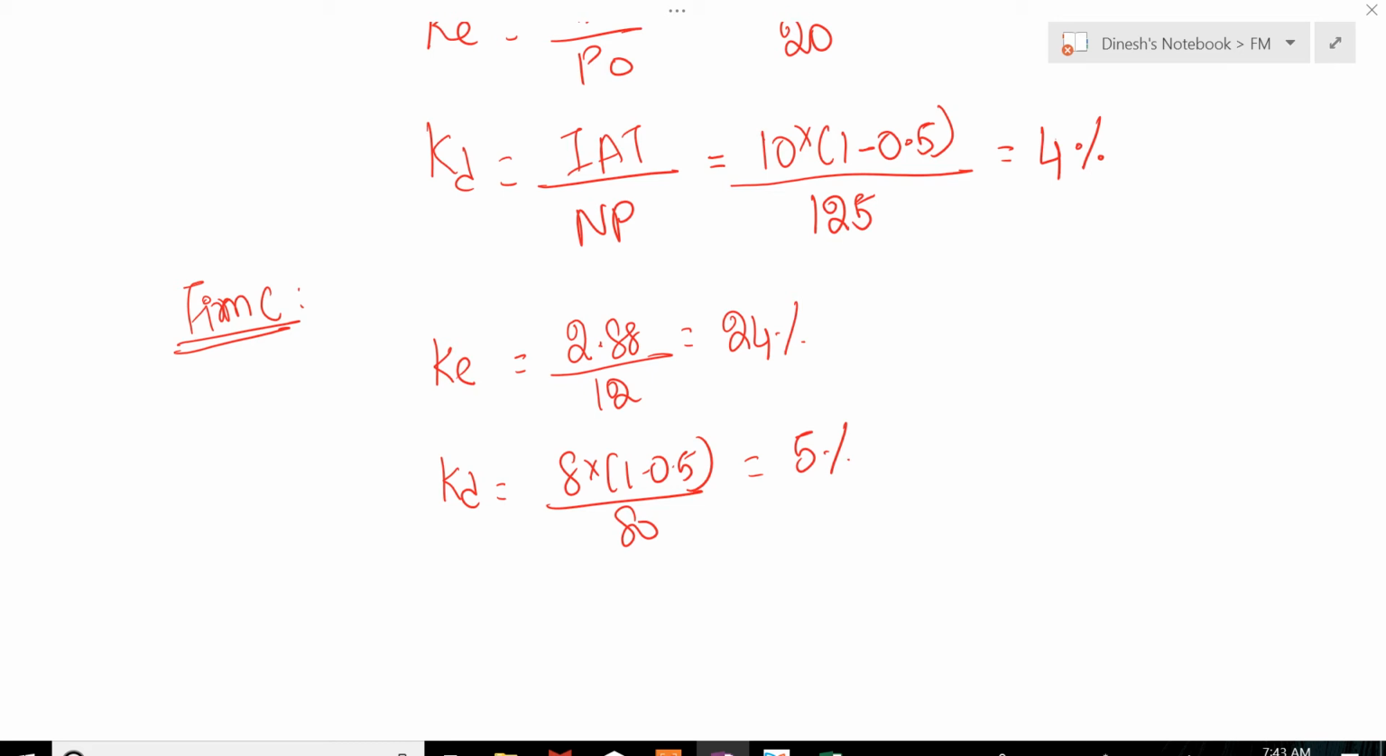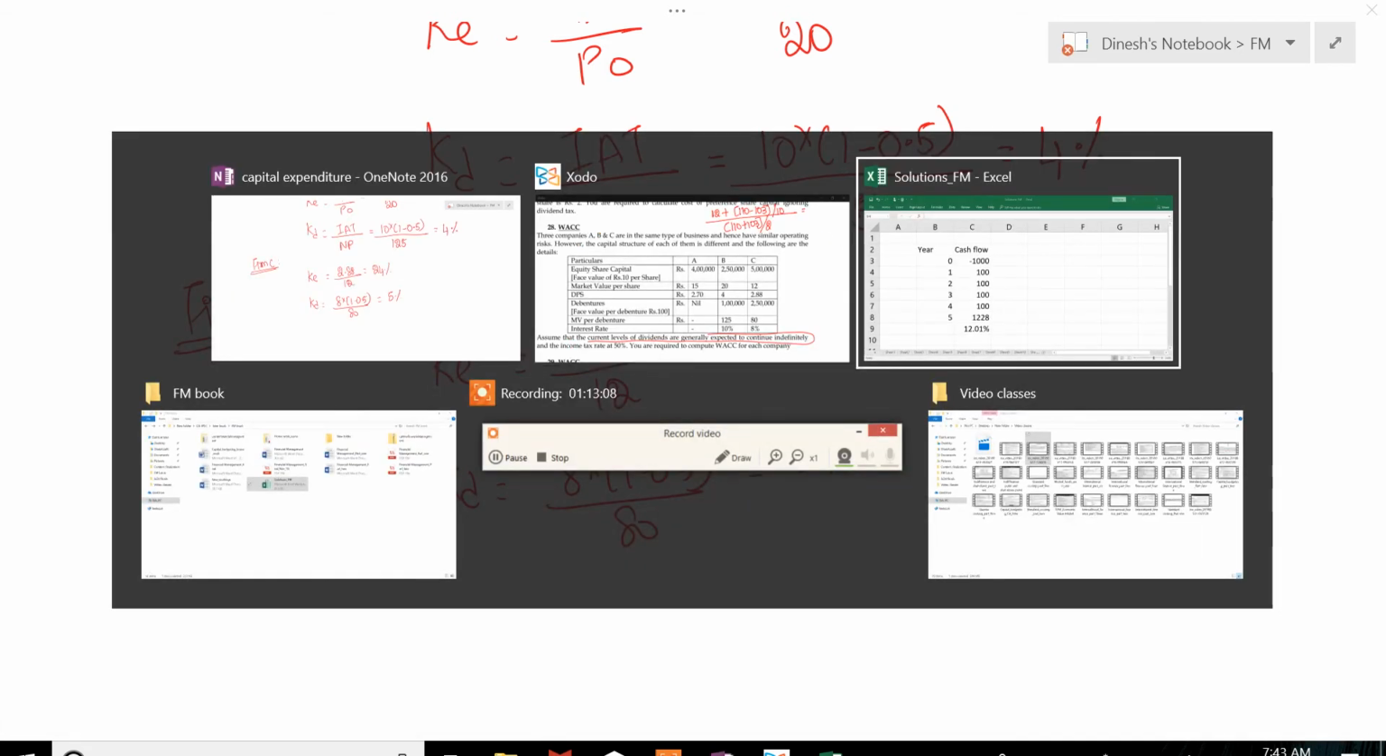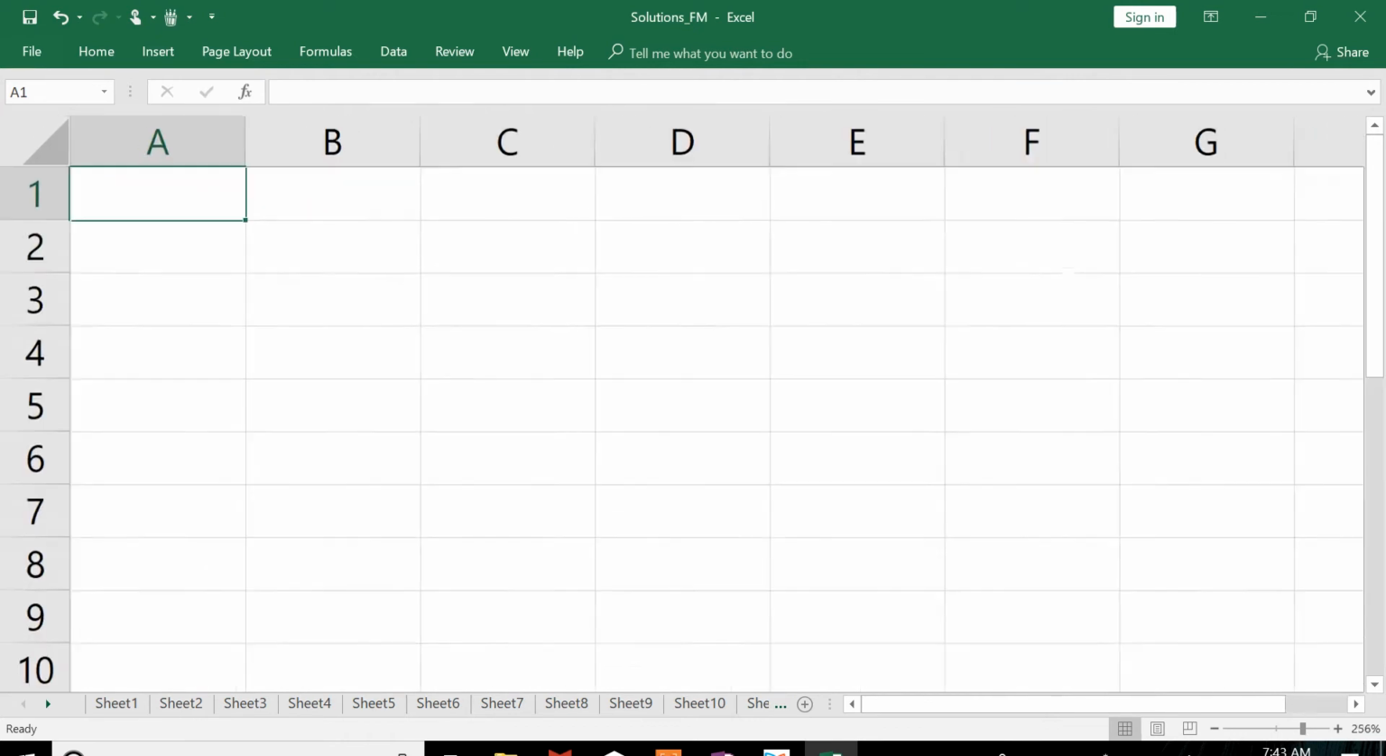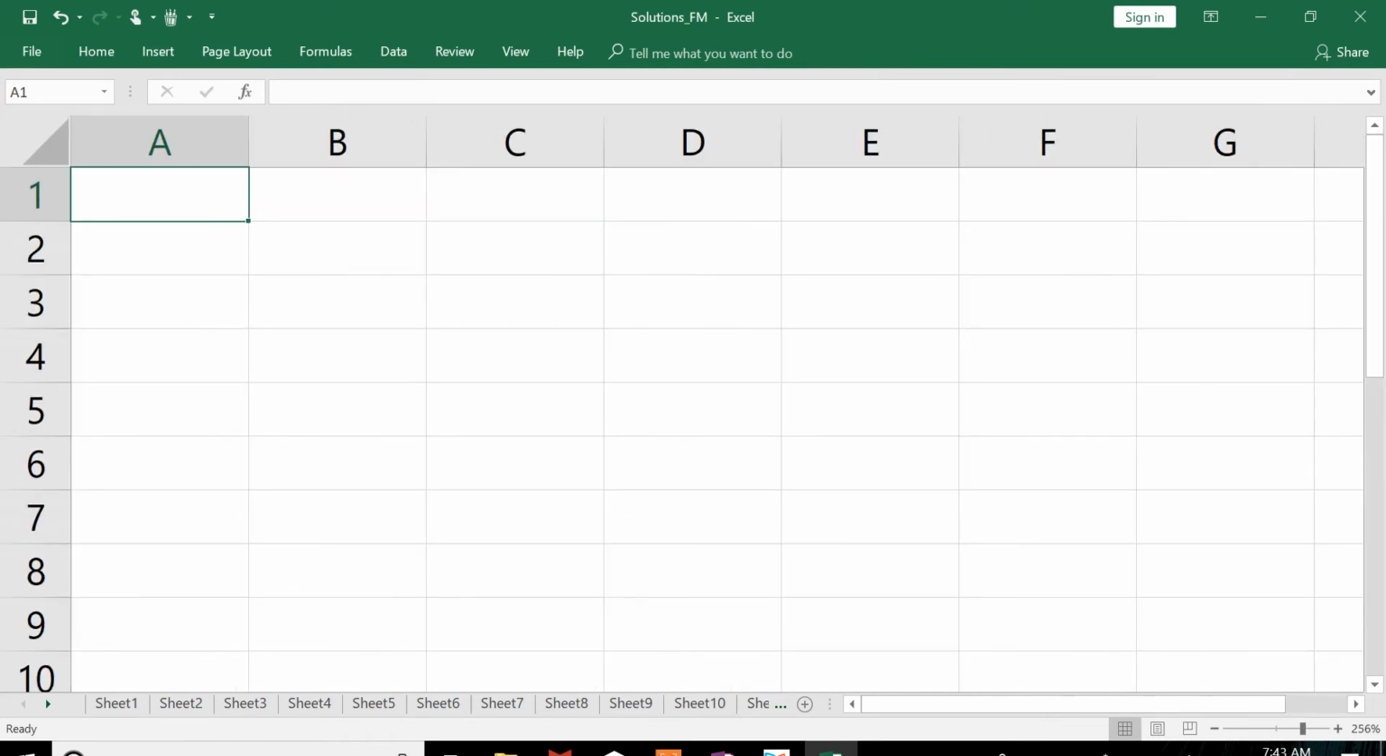Next, I'll take you through WACC. First I'll do firm B, then firm C, and then we come to firm A. Working note 2, calculation of WACC. Write firm B and underline it. You will require 6 columns. Open them as I say.